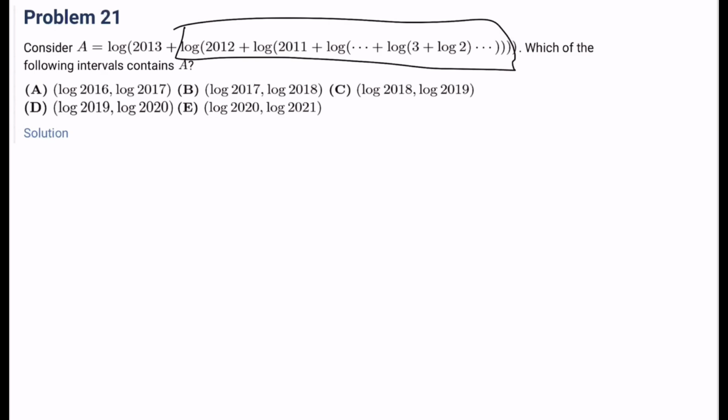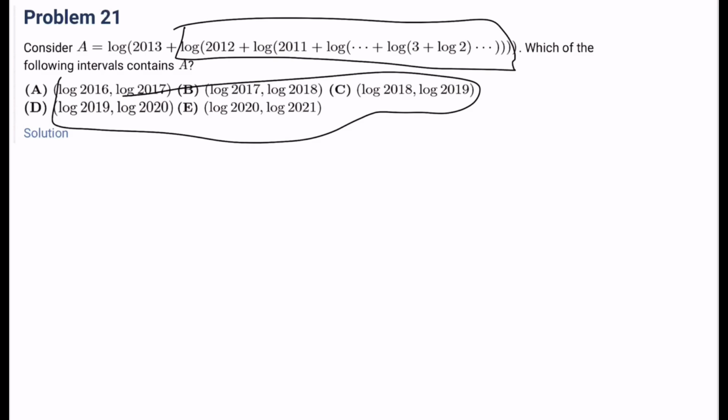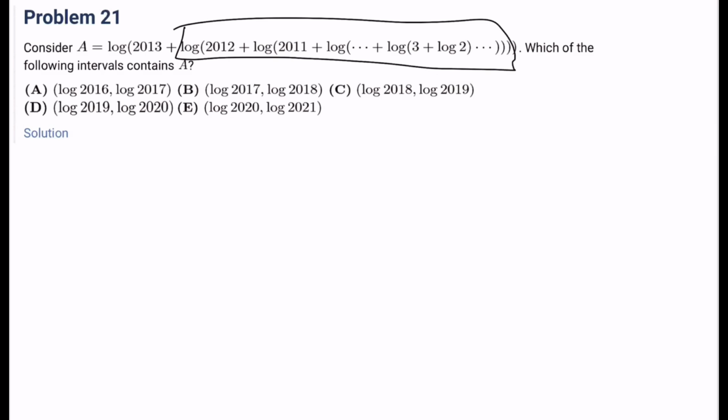First thing, we know that this is greater than 3 because log of 2012 is already greater than log of 1000, which is 3. So it's at least 3, and that's shown by the answer choices here. And now we will see if this is less than 4 or greater than 4.